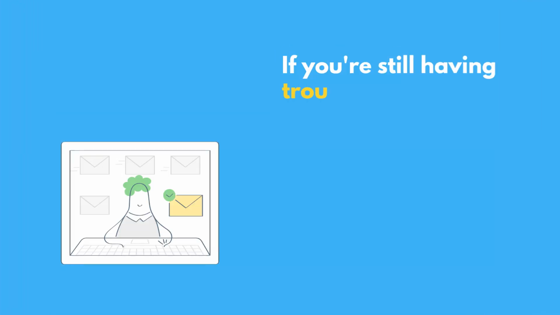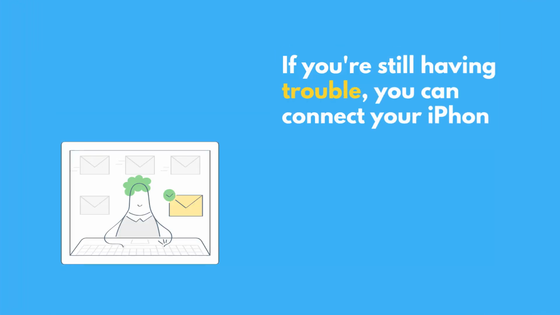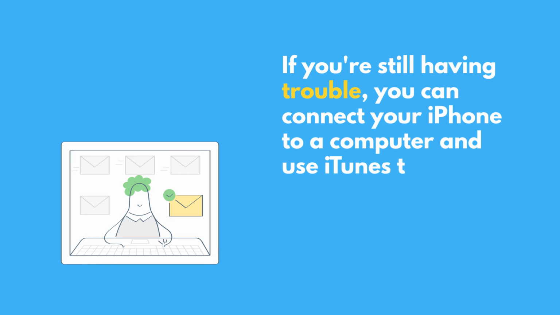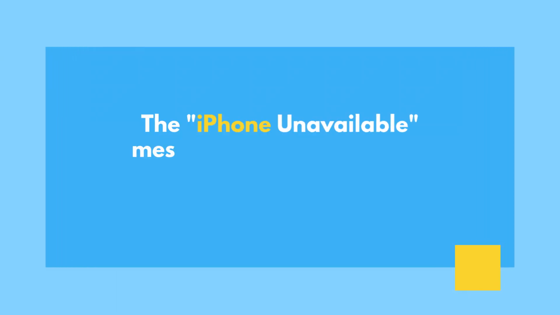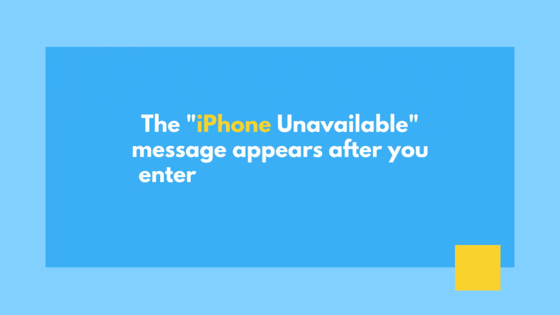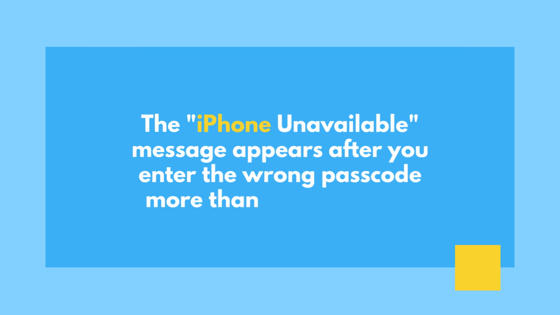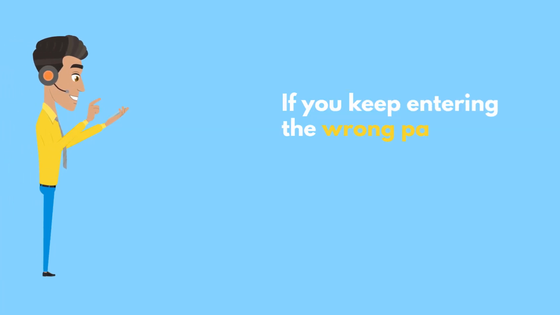If you're still having trouble, you can connect your iPhone to a computer and use iTunes to update your phone to the latest operating system. The iPhone Unavailable message appears after you enter the wrong passcode more than 5 times in a row. If you keep entering the wrong passcode, you may end up permanently locked out.